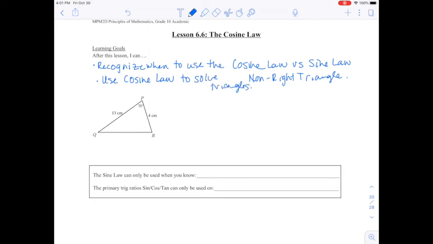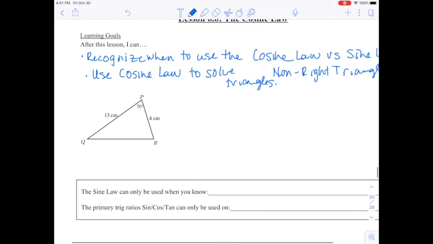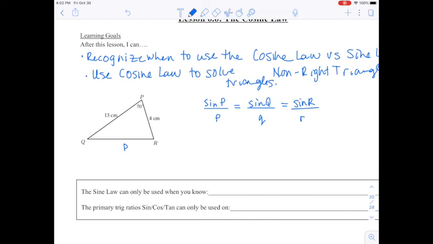Okay, so let's take a look at this triangle here, PQR, and let's talk about why we cannot use the sine law. If you remember, the sine law was sine P over lowercase p, sine Q over lowercase q, and sine R over lowercase r. And what we would do is pick part of this equation, say P and Q, and put in 3 out of these 4 pieces of information and solve for the 4th one.